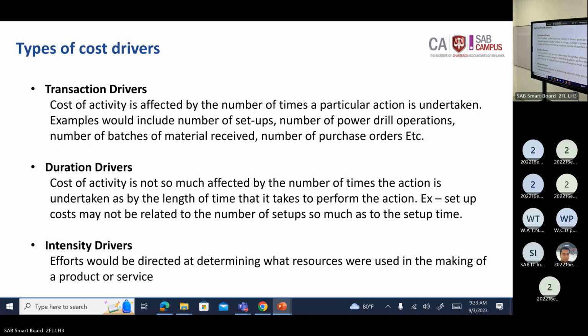Then some cost drivers may be duration drivers. The cost of the activity is not so much affected by the number of times the action is undertaken, as by the length of time it takes to perform the action. For example, setup cost may not be related to the number of setups so much as to the setup time.